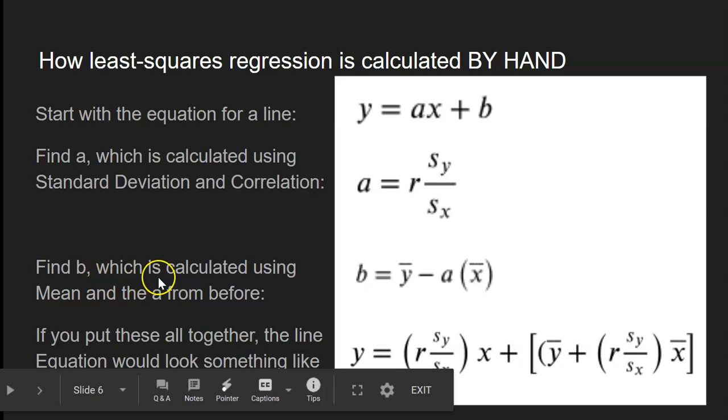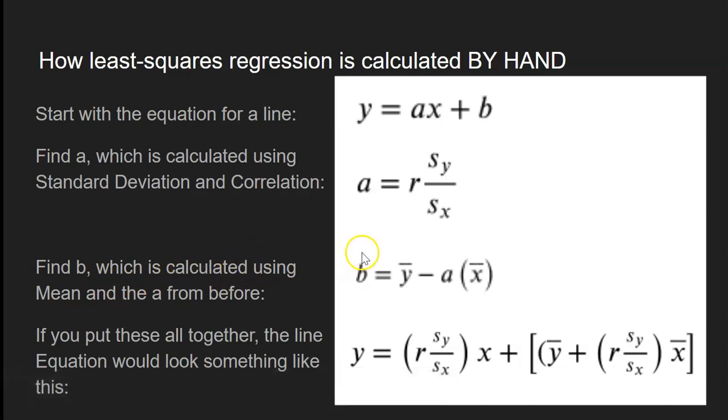Next, we have b, which is calculated using the mean and this a from before, where we take the mean of y, the response variable, and subtract from it a times the mean of x.